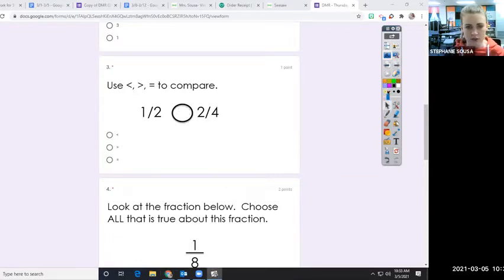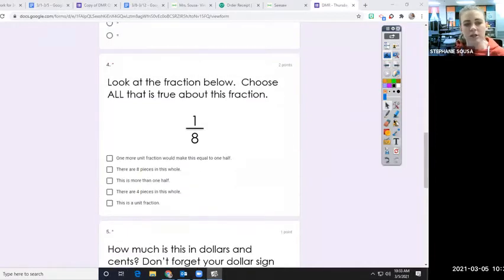Next up, I just made that too big. There we go. Look at the fraction below, choose all that's true about the fraction. Look how big that is. Hold on. There we go. Notice that all means 2 in this case.